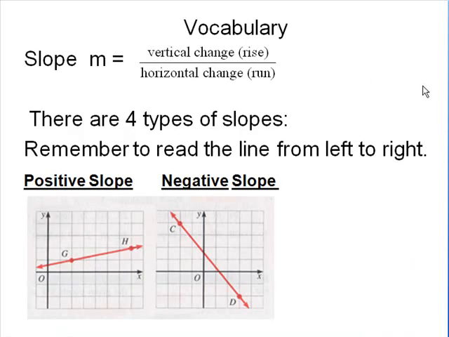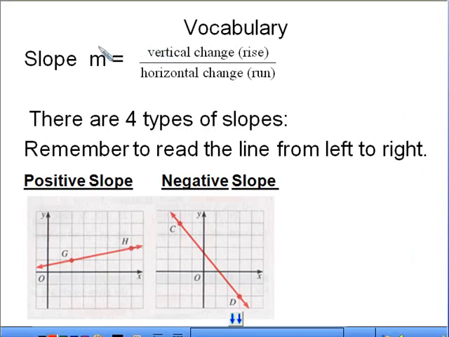Now, slope. First of all, the letter M is used to represent the slope. The slope is the vertical change, how much the line moves up or down, divided by the horizontal change, how much the line runs to the right. Just keep in mind that the way I'm going to teach you how to find the slope, we always run to the right.